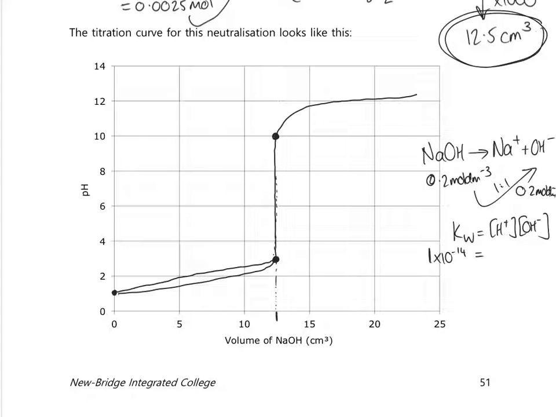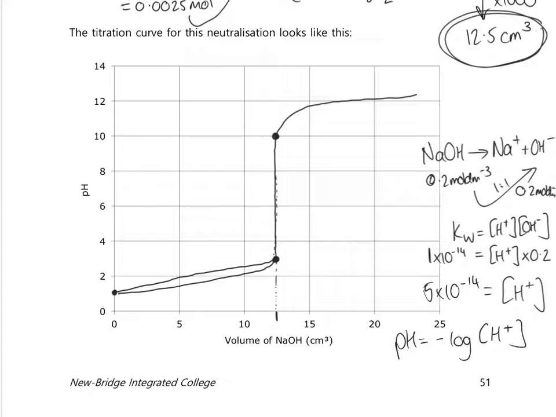1 times 10 to the minus 14 is going to be your H+ times 0.2. H+ will equal 5 times 10 to the minus 14. pH equals minus log of H+, which is equal to 13.3. So that's where you want to finish.